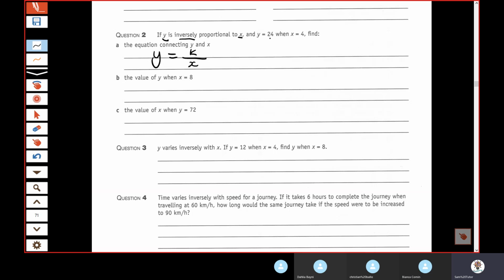And then you know that y is 24. Yeah. x is 4. So just times 4. Yes, correct. So 24 times 4 is 96. Now the equation, find the equation connecting y and x. The equation is y is 96 divided by x. So technically this is a hyperbola, if you look at it properly. The value of y, find y when x is 8. Well, that's easy.